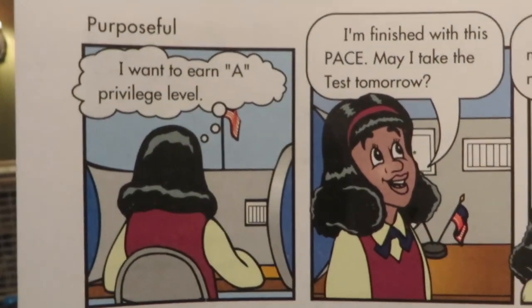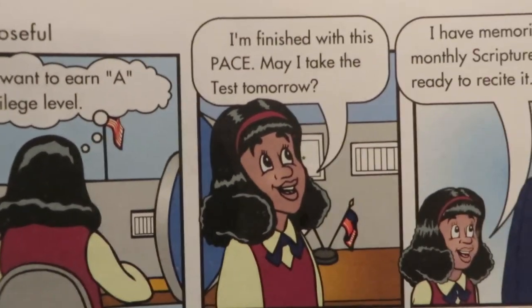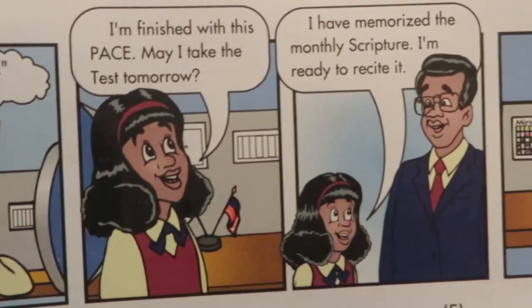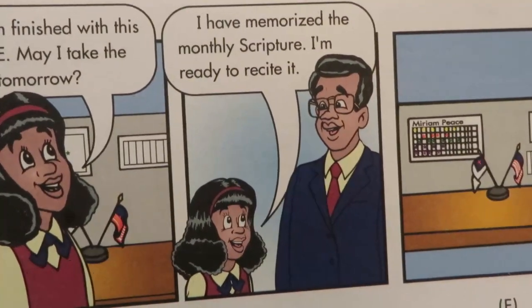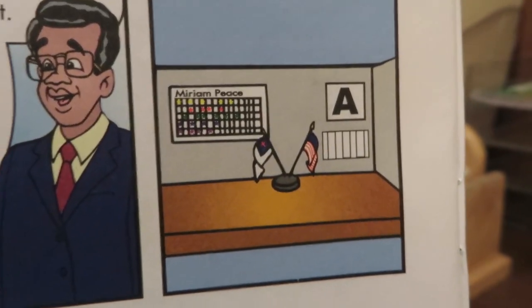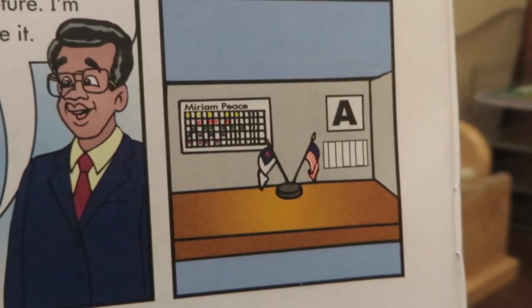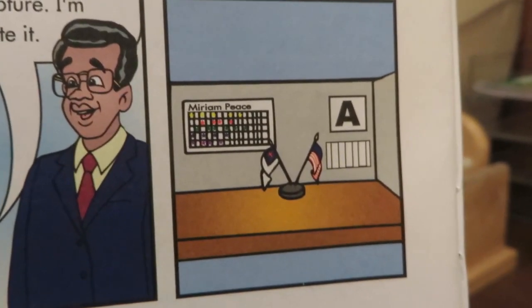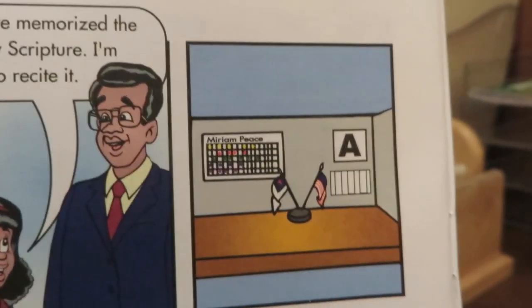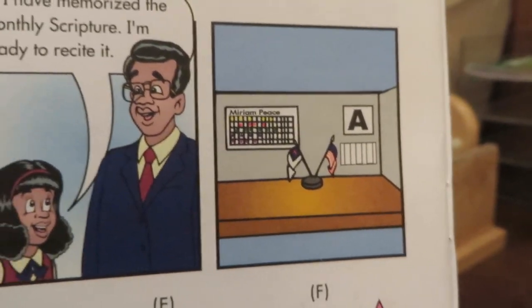First off, I'll start with this little cartoon here in this pace. Miriam here wants to be on A privilege, so she's going to finish her pace and take a test, and she's memorized her scripture, and then she earns A privilege. In the ACE, the privilege levels are A, C, and E. A being the lowest, C is the middle, and E is the highest privilege. And we call it X privilege if they don't have any privilege at all.